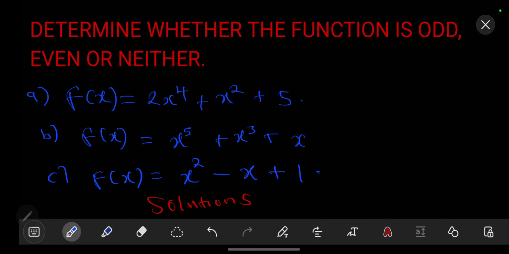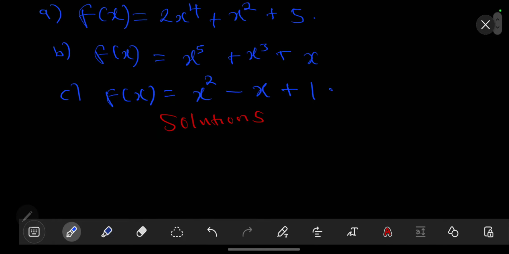So with that, let's solve this one. Now, knowing the answer that we expect, we can just go direct. So our f of x is equal to 2x to the power of 4 plus x to the power of 2 plus 5, like that.